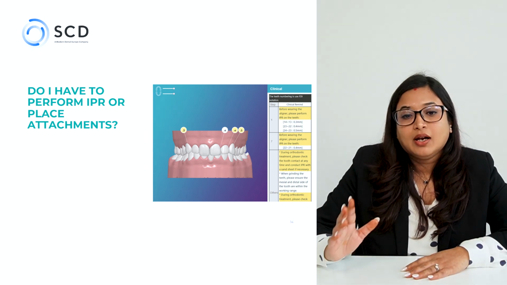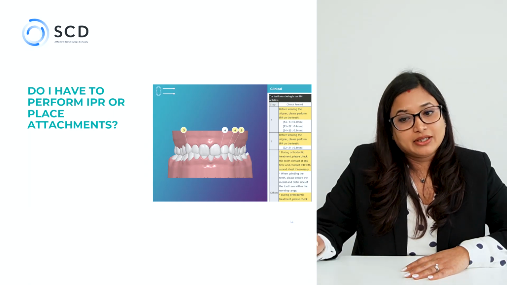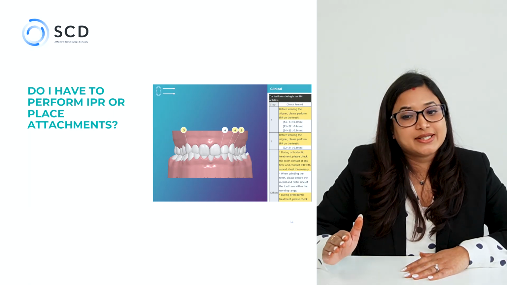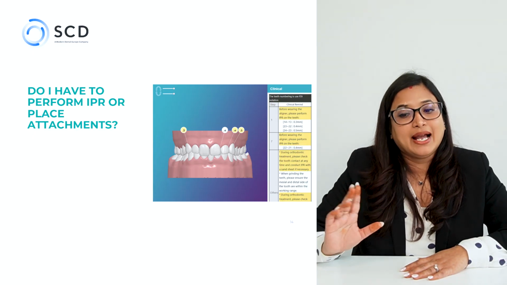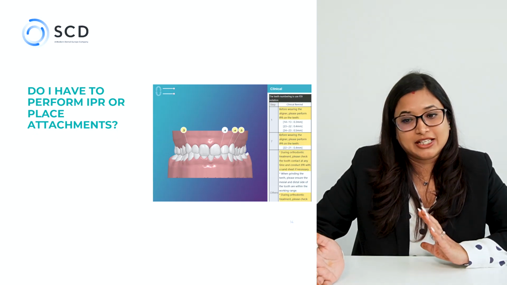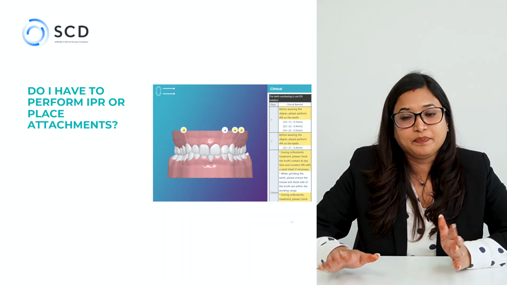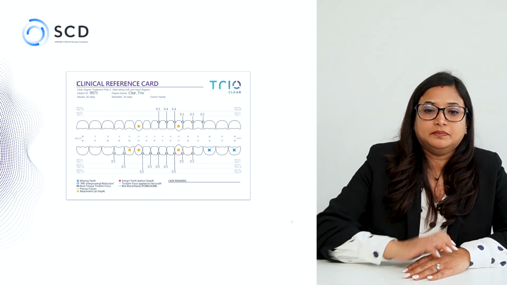so it would be easier for you. As you can see in this particular picture, it is already indicated in the clinical chart in which step and which teeth and how much IPR the doctor has to do, and where it is necessary to do the attachment placements and all. So it's much more easily visible for the doctors as well.